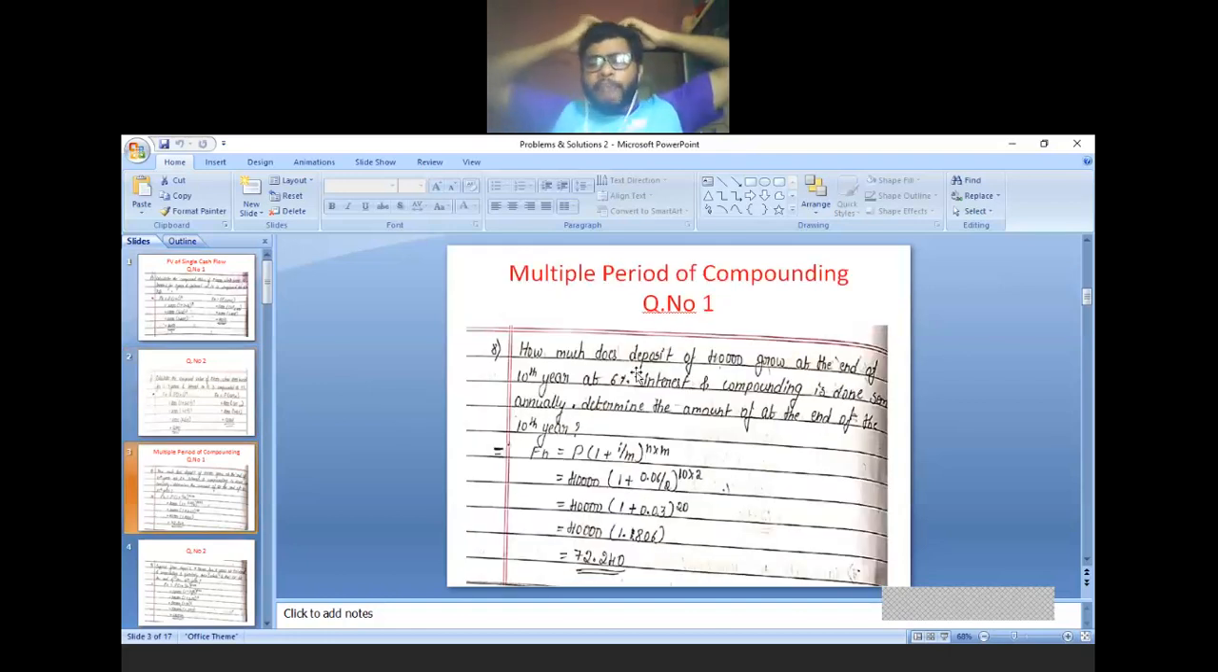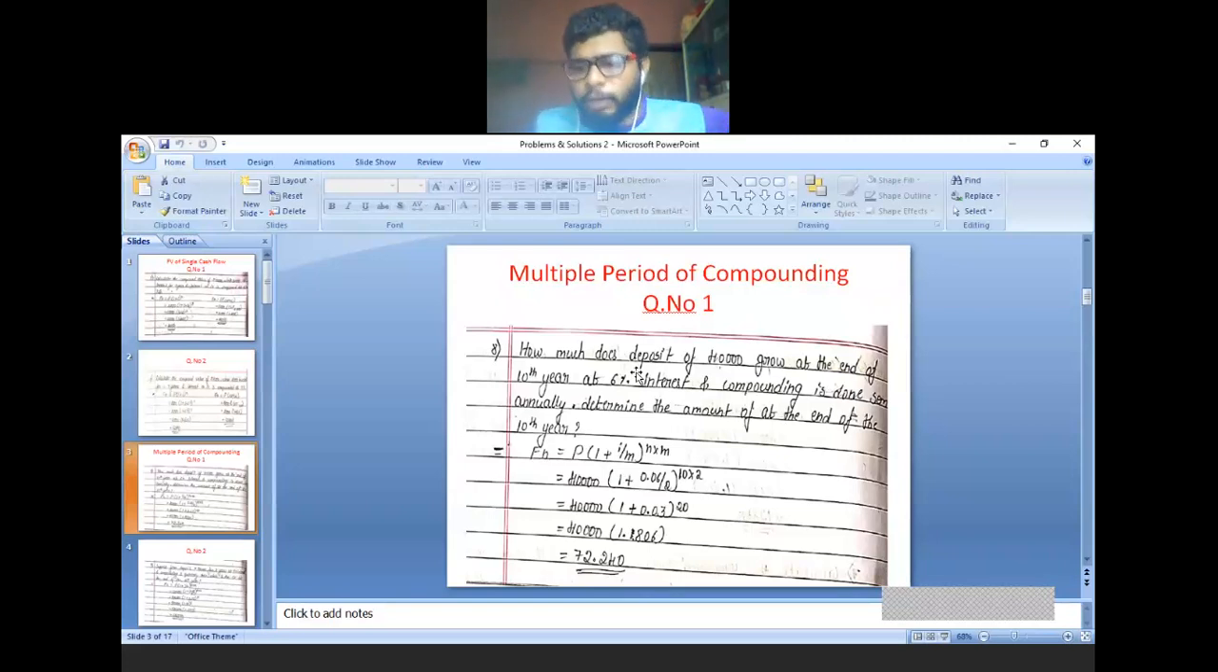Now, the next concept, an important concept: multiple period of compounding. What do we mean by multiple period of compounding? Normally in all the problems, interest is charged once in a year. But under multiple period of compounding, interest may be charged half yearly, quarterly, monthly, weekly, or on a daily basis. At that time you have to apply a different formula, that is multiple period of compounding.